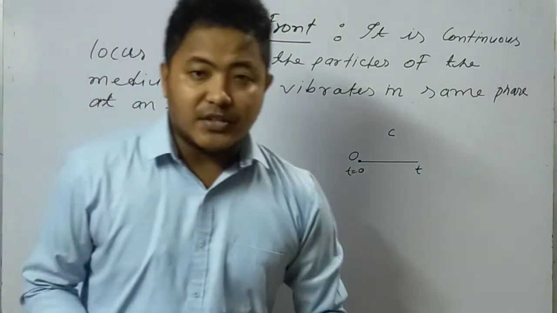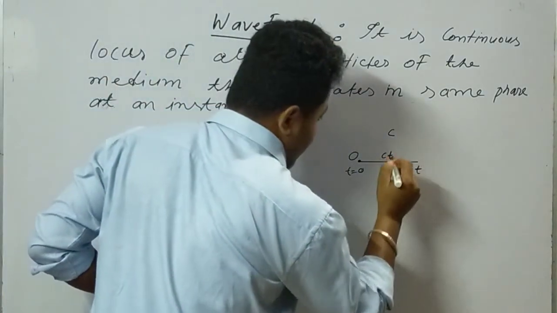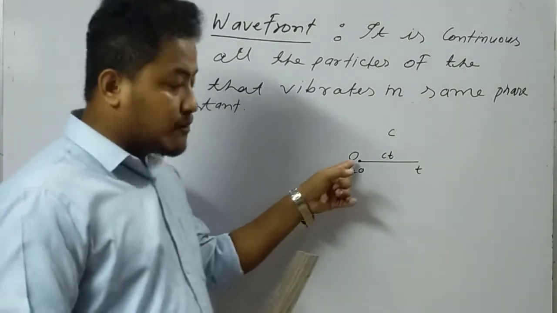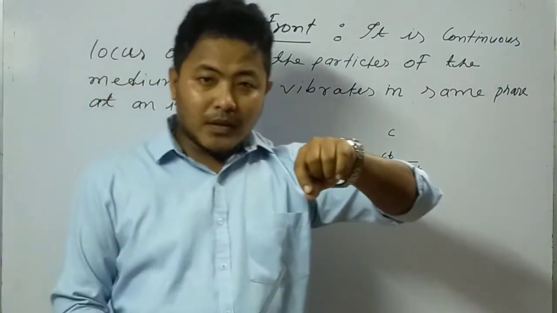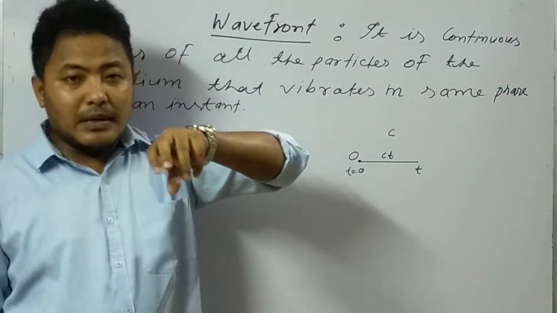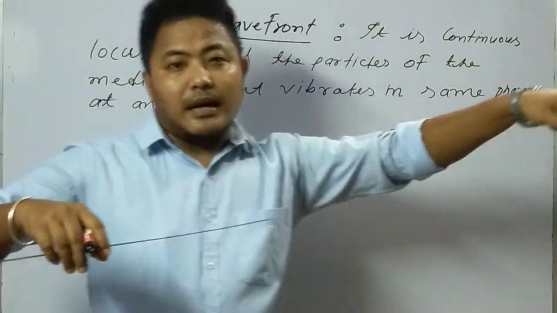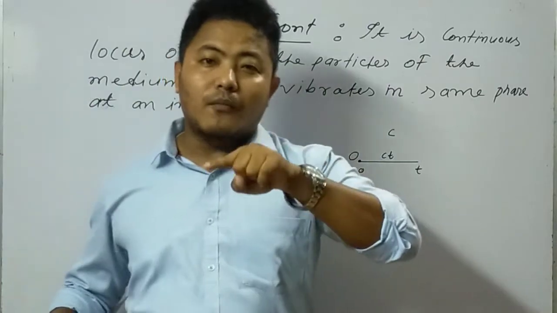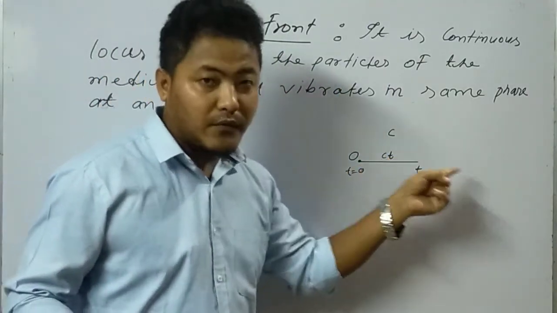How much distance has it traveled? We can easily find out that it has traveled ct amount of distance. Is that clear? This is the point of disturbance. I have already told you that in a medium there are so many particles, and once they get disturbed they start moving. In the case of light, according to Huygens, they move in the form of a wave, so they will go down in the form of a wave.